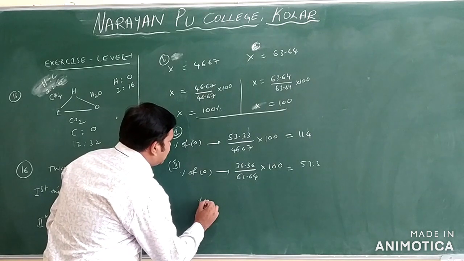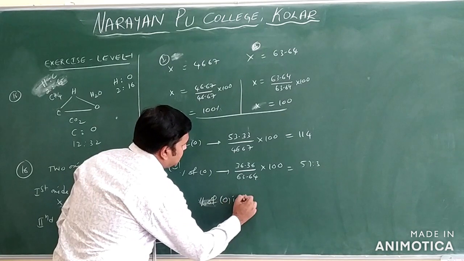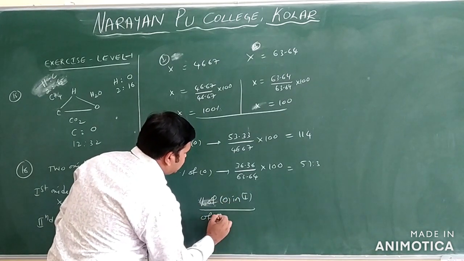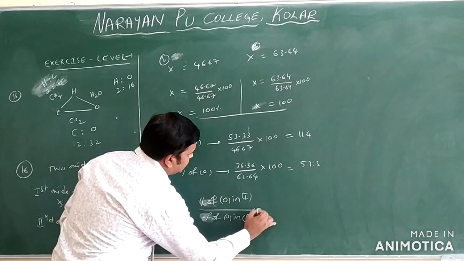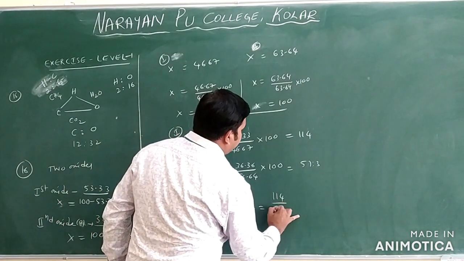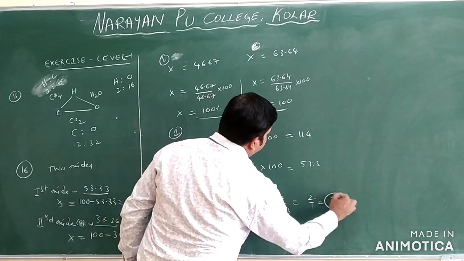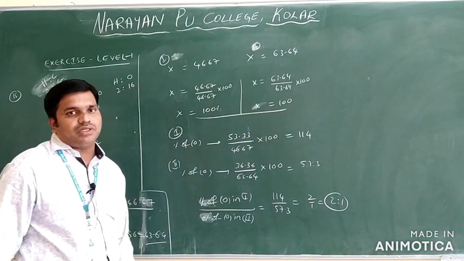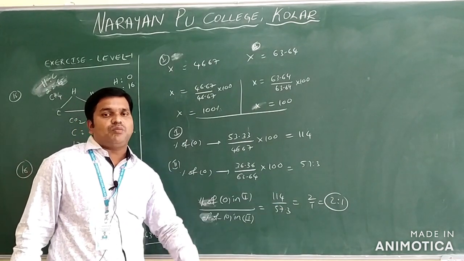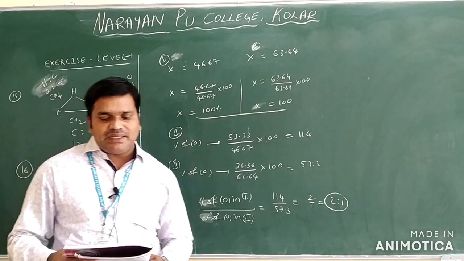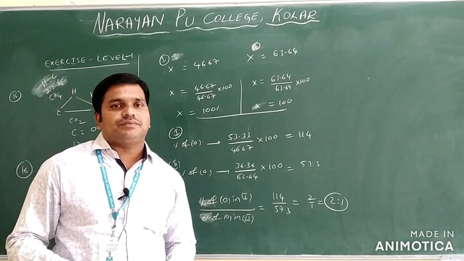Now the percentage of oxygen in the first oxide by the percentage of oxygen in the second oxide: you will take 114 by 57.3 and you will get 2 by 1. What is the ratio they will combine in? 2:1 ratio only. What is fixed here? X is fixed, and the other element, oxygen, combines in the form of a simple whole number ratio. What law is it? The law of multiple proportions only.